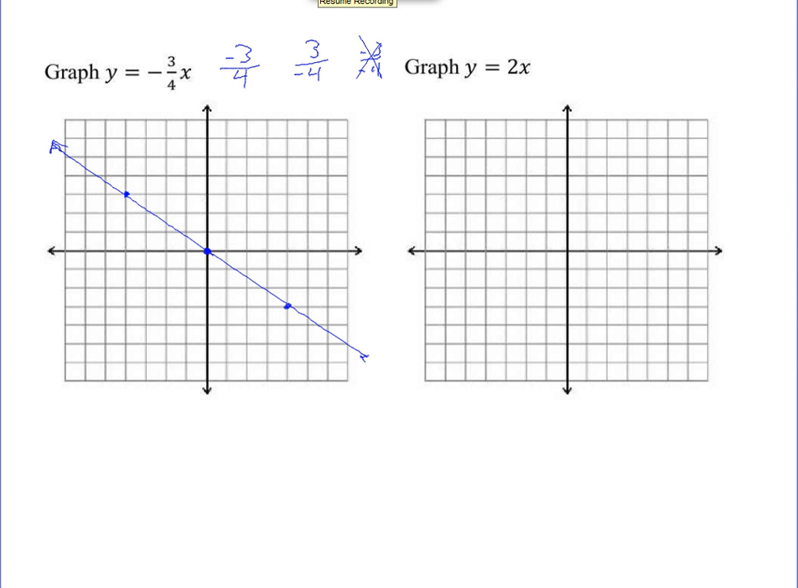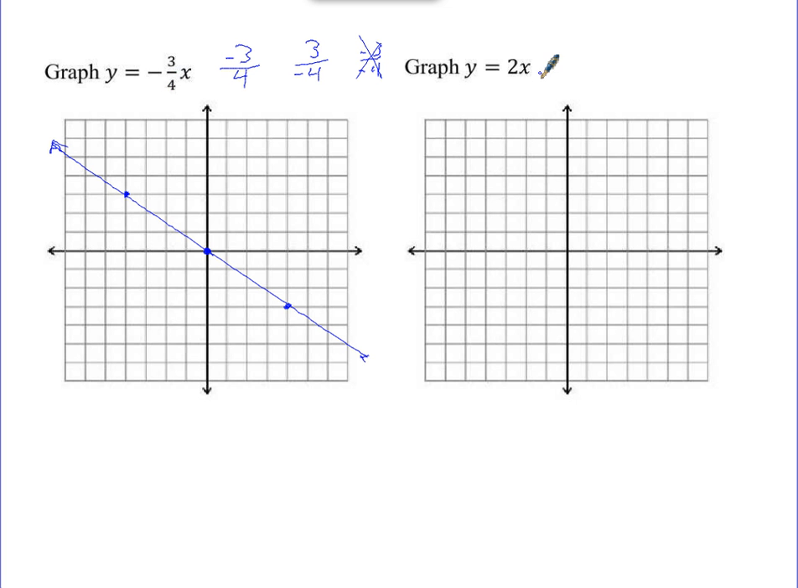Before I move on to the next problem, we're going to take 3/10 of a second to decide if this is the correct direction for this line based on the slope that we were given. Yes, it is, because this is going down from left to right, and we have a negative slope right there. Okay, always check that. It literally takes 3/10 of a second to make sure that that's correct.